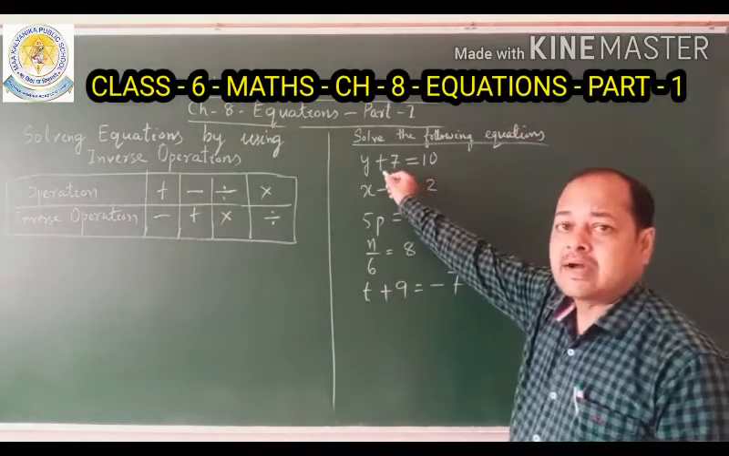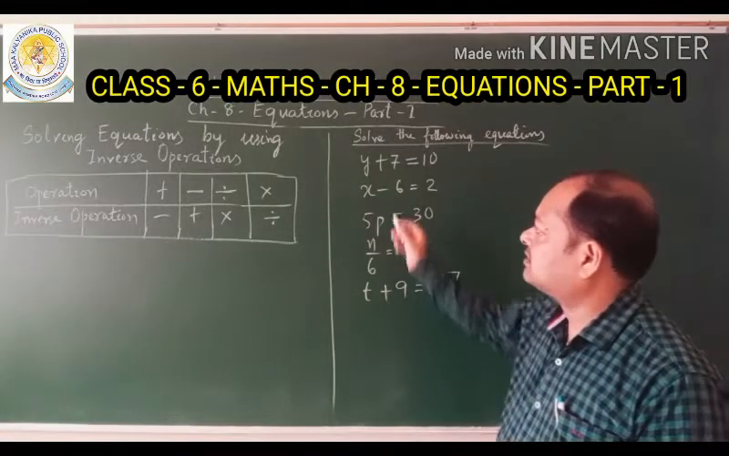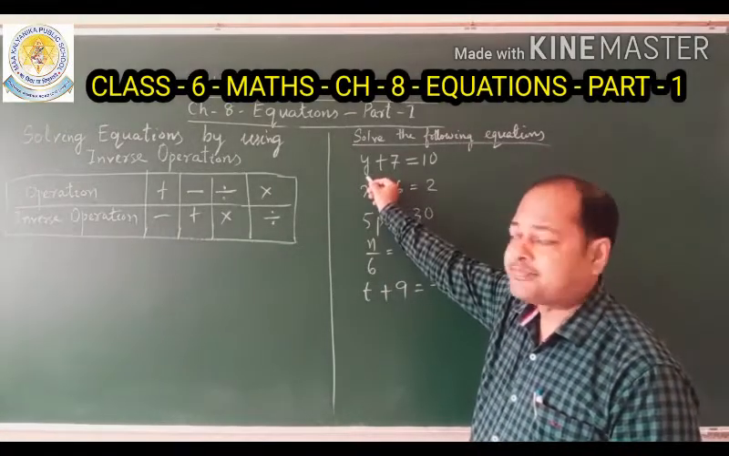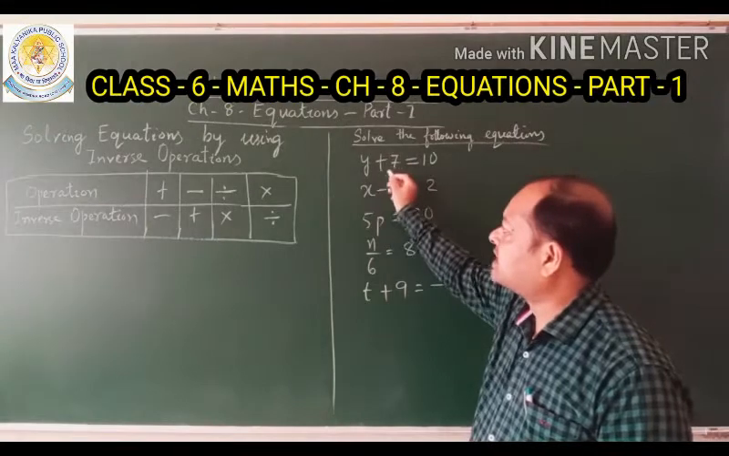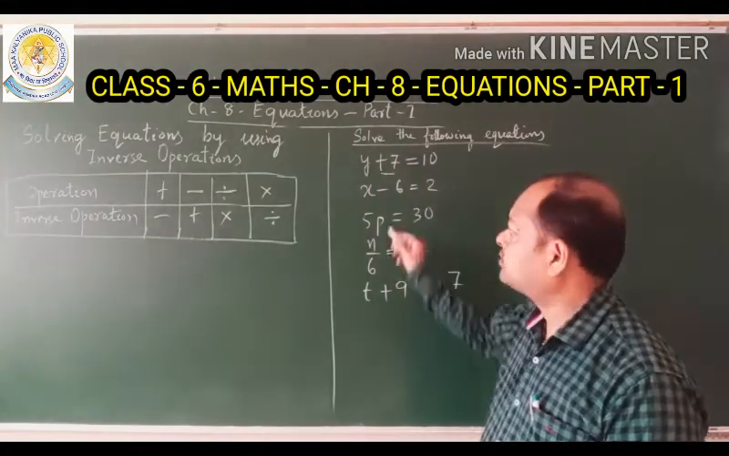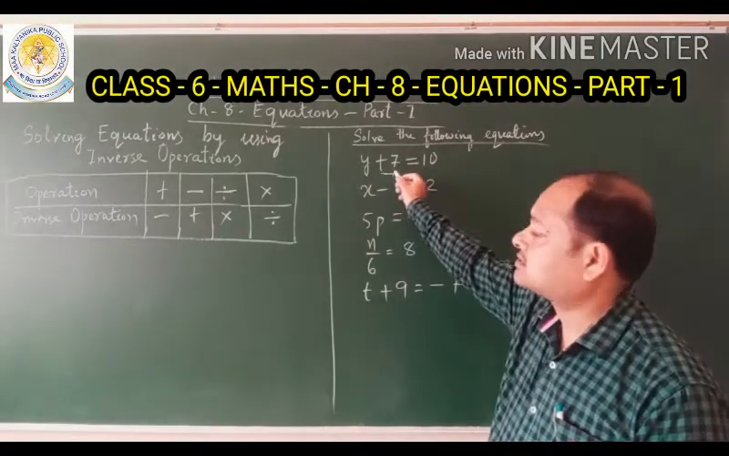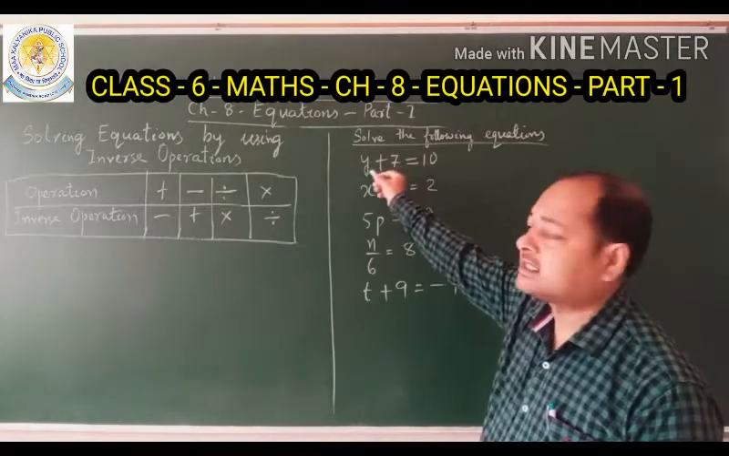Look at here, y plus 7 equal to 10. So here we see that we have to find out the value of y. Which value is attached to y? That is plus 7. So what to do here? We have to inverse this plus 7 so that we will get the value of y.